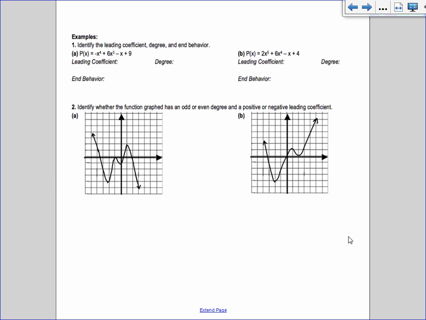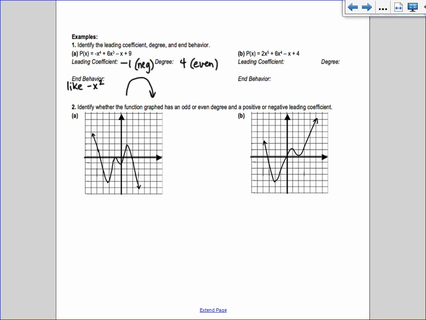Okay, so we'll go a step extra. We'll do the leading coefficient, we'll do the degree, and then we'll talk about the end behavior. So number 1a, p of x equals negative x to the fourth plus 6x cubed minus x plus 9. Your leading coefficient is negative 1. The degree is 4. Negative 1 is a negative number, and the degree is an even number. So if you have a negative leading coefficient and an even degree, think about what it's going to look like. It's going to be like negative x squared.